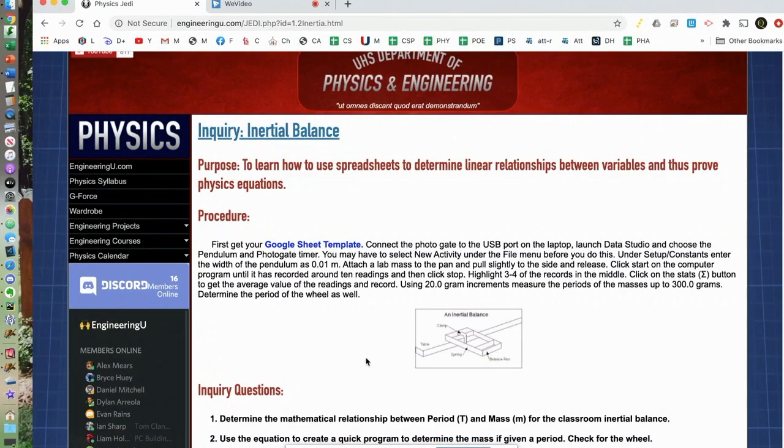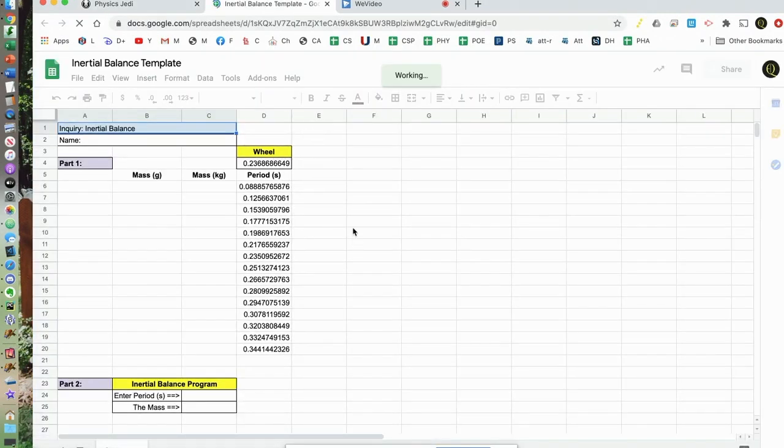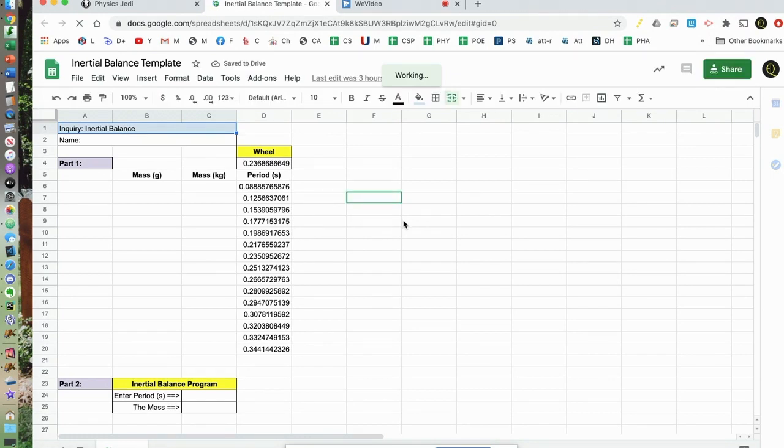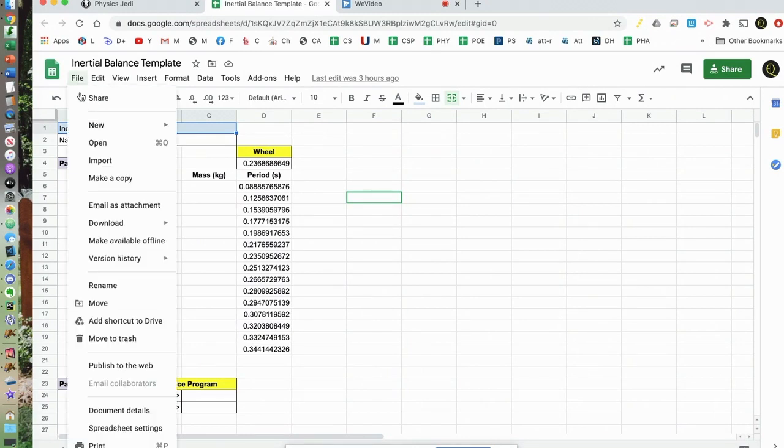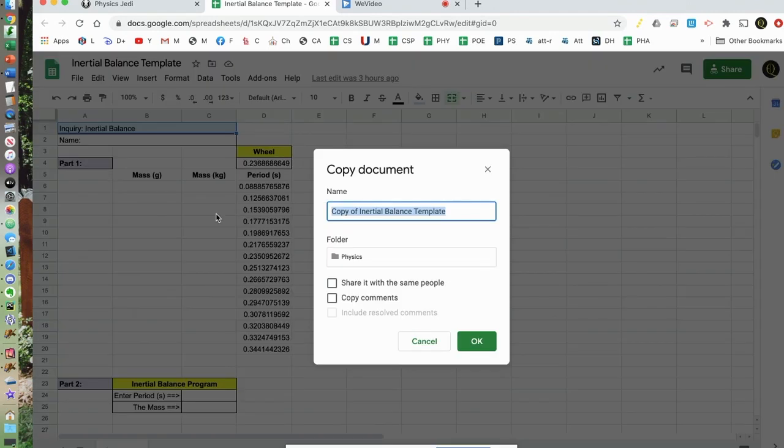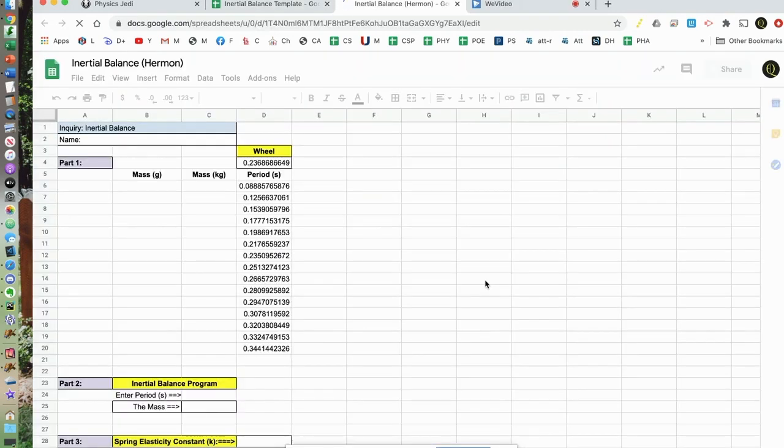Okay, after you've done the experiment, we're going to come onto here, and you're going to click on this Google Sheet template, and that's going to bring up a template I've already kind of made for you, and you'll be able to answer your questions. So the first thing you want to do with this template is go up to File and make a copy, right there, make a copy. And you can say inertial balance. You can type in your name. Okay, click OK, make your own copy of it.